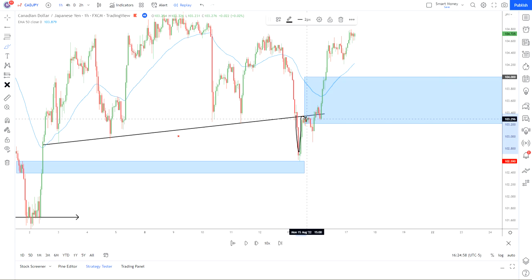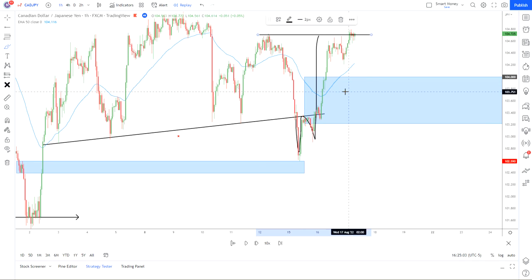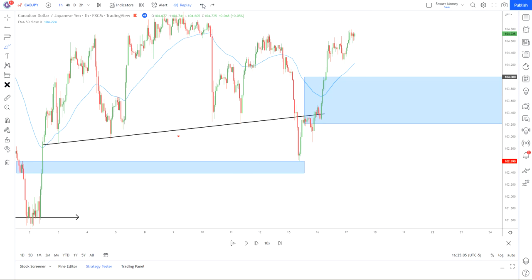Break, retest, retail is going short. Nope, right back to the upside. Price goes long, hits their stops. Okay, so now we know the institutions are behind this move.